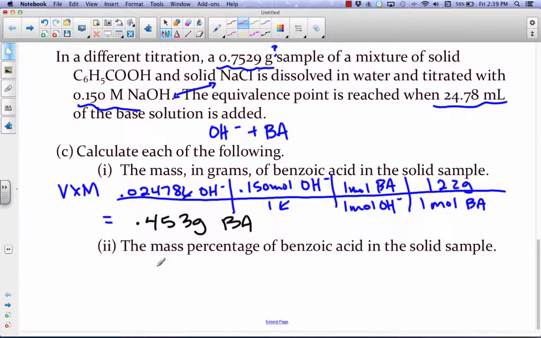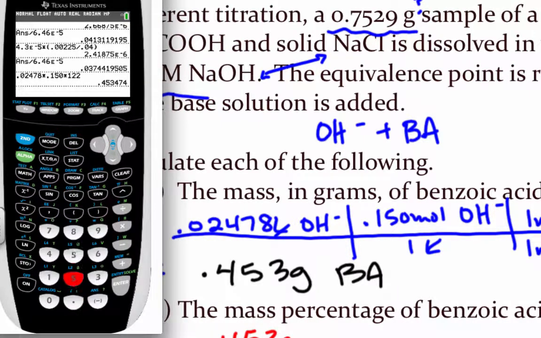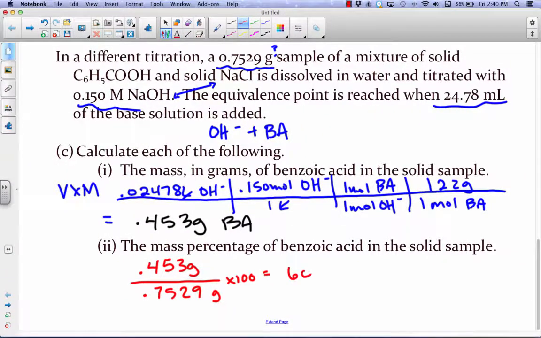Next, we're asked to calculate the mass percentage of benzoic acid in the solid sample. So we take the part of our sample that we know is benzoic acid, we divide by the total mass of the whole entire solid sample, 0.7529 grams. And then we have to turn that into a percentage because it will come out in decimal form. So I take the answer we got before, divided by 0.7529, because that's the total mass of the whole thing. That gives us 60.2%. That's how we would approach this benzoic acid problem in your example in your packet.